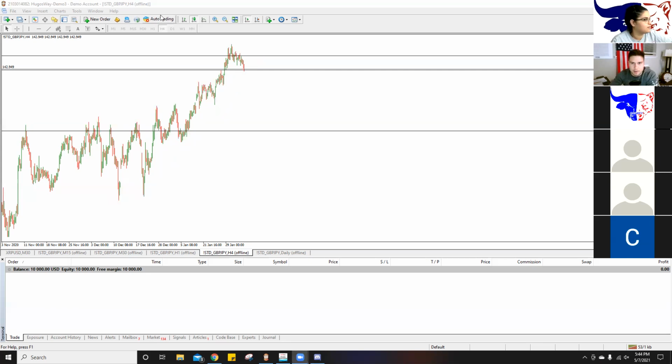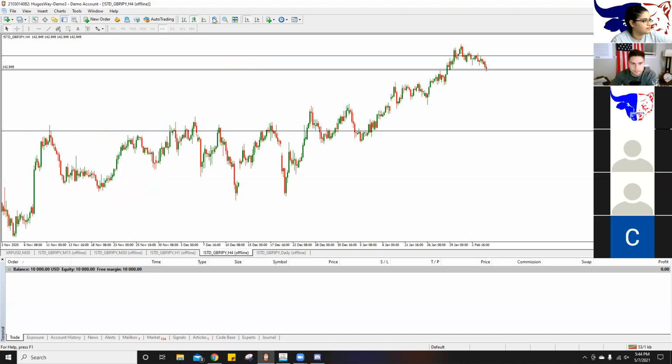Actually, you guys can't see my mouse, but feel free to annotate. It's not going to be much different than what you're doing. This was the trend right over here, and it looks like we broke it a little bit. Now, when I'm calling tops like this, I have a strict rule. I want to wait for some kind of retest of that nearest support before you take any kind of sales.